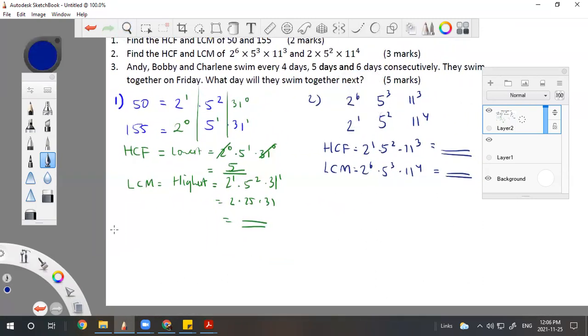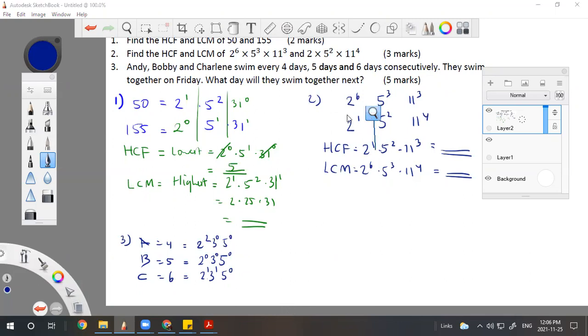Okay, now number 3, a word problem. Andy, Bobby, and Charlene swim every 4 days, 5 days, and 6 days respectively. So you put the factors: 4 is 2 squared, 5 is 5, and 6 is 2 times 3, right? 2 power 1, 3 power 1. For every empty space, you put power 0. I think that's better for your understanding.